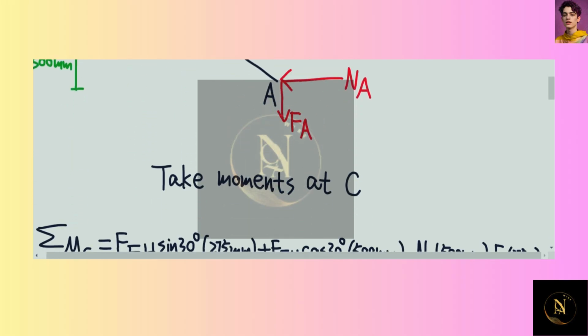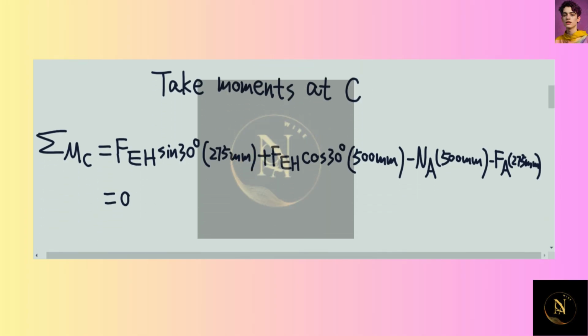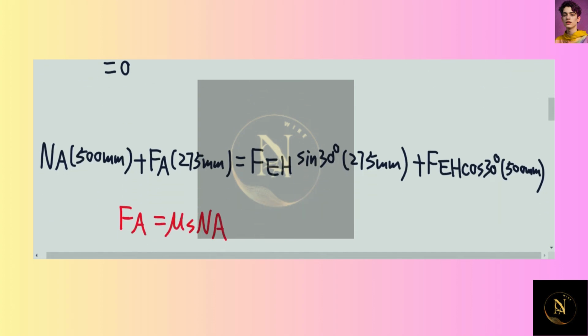Now let's take a moment about point C. So we have such an equation here, since counterclockwise moment is positive and clockwise moment is negative. And if we do some rearrangement here, we'll have such an equation here. NA here is the normal force at point A, and FA here is the friction at point A. We know the friction at point A is equal to mu s NA. Mu s is the coefficient of static friction we're looking to determine in this question. So now we can use mu s NA to substitute for FA.